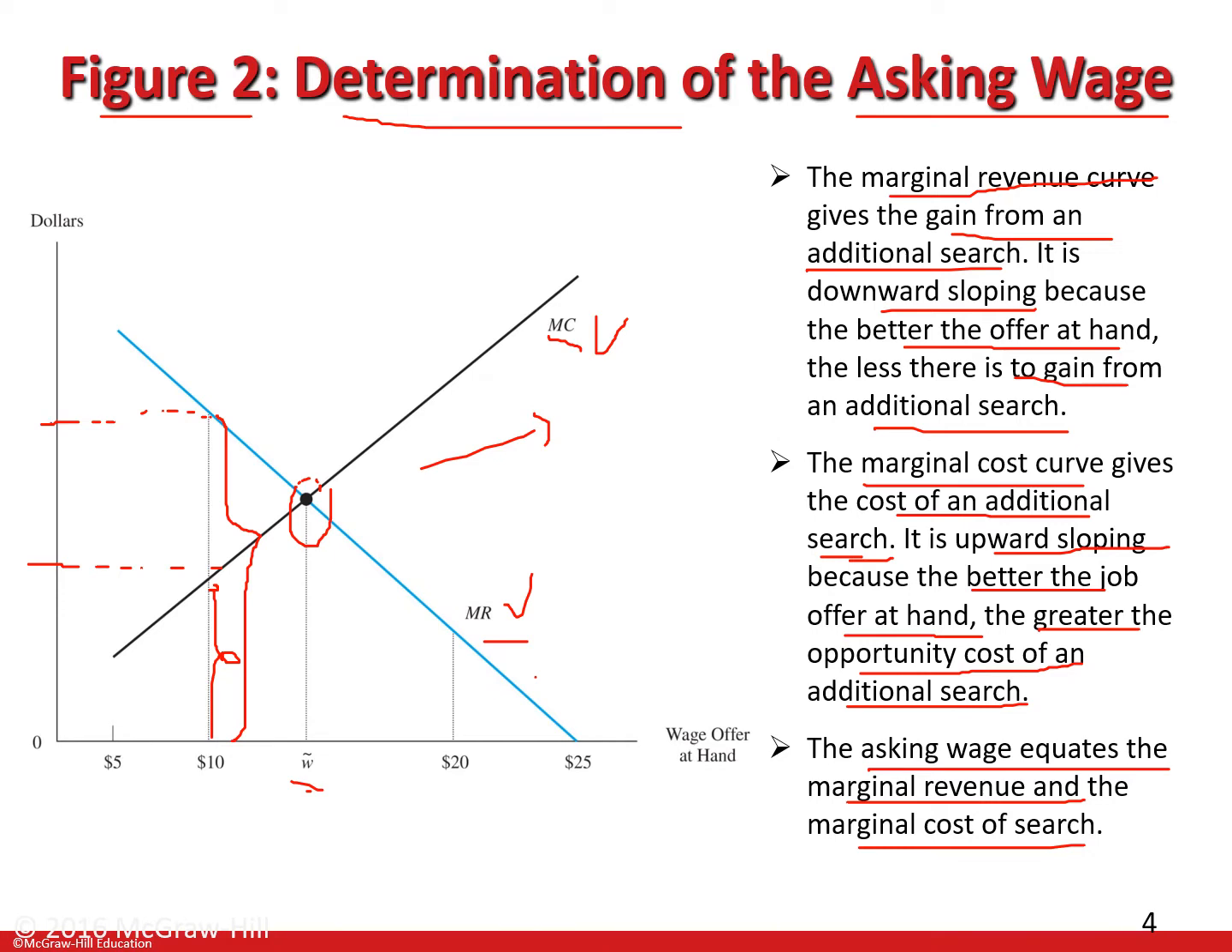But at any wage higher than W theta, for instance, let's say a $20 offer at hand, the marginal revenue of an additional search is only that much, whereas the marginal cost of an additional search will cost this much, which is way higher than the marginal revenue at $20 pay. In that case, the cost of an additional search is way higher than the revenue.